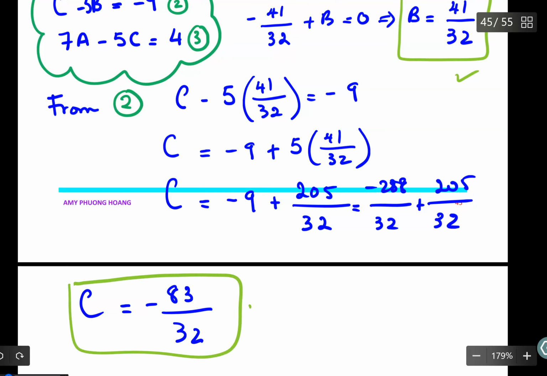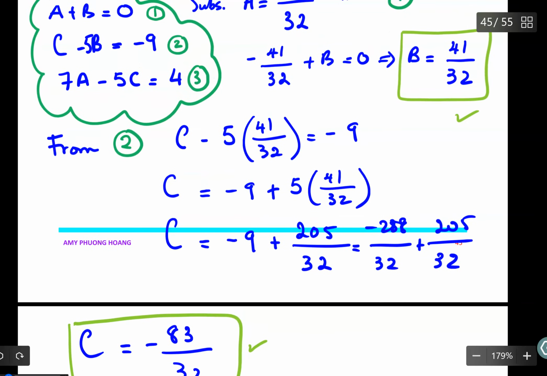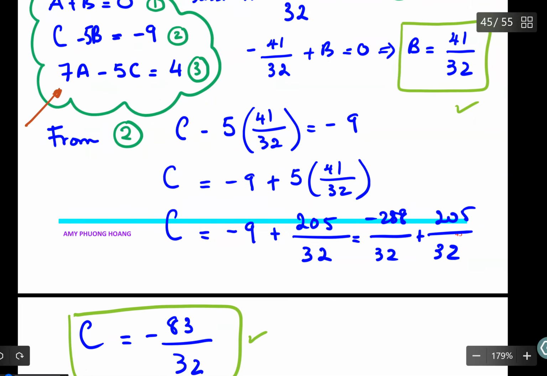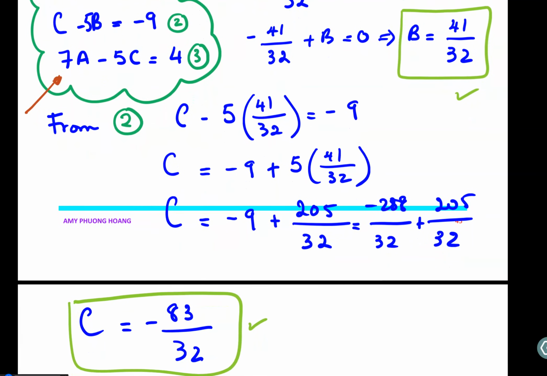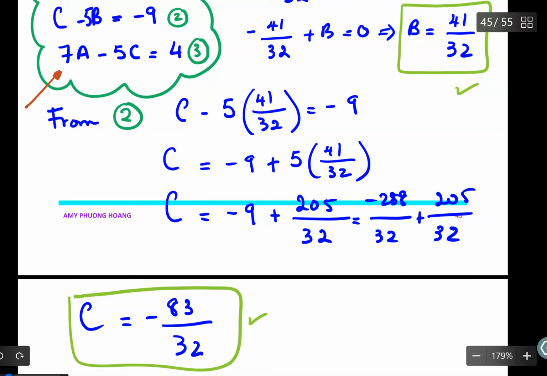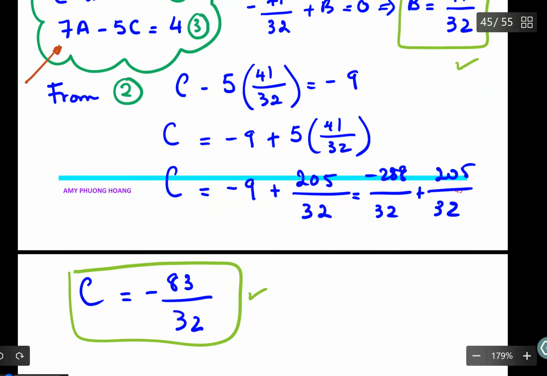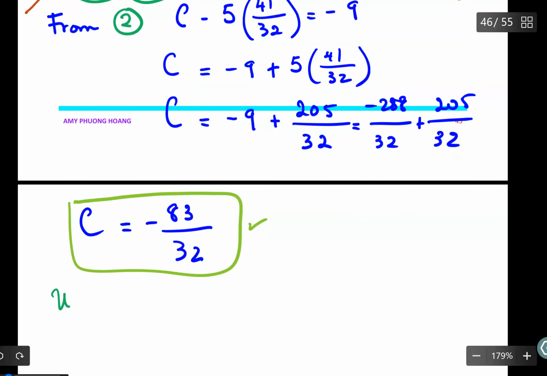So we found A, found B, and found C. So at this point, you probably ask me, so why do you need these equations? This equation is very useful in the way that you can substitute the value of A and C into equation 3 to see if you actually found the correct solution for A, B, and C. So I would say we use equation 3 to test our answer. Okay, use 3 to test the answer.